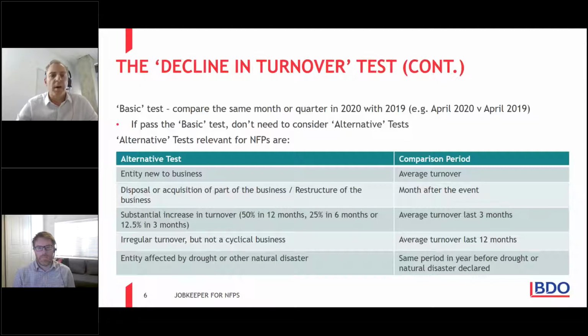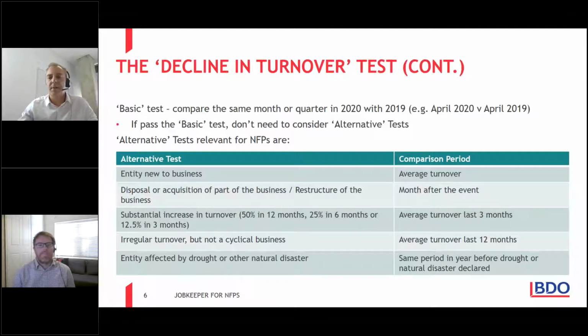And the last one there, I'm not sure how many charities this would affect, but if the entity's been affected by drought or another natural disaster, you look at the same period in the year before the drought or the natural disaster was declared. Now, I know in some places, in Queensland and places, the drought was declared 4, 5, 6 years ago. And so in some cases, I know entities have to go back a number of years to try and find what an applicable pre-drought turnover would look like.